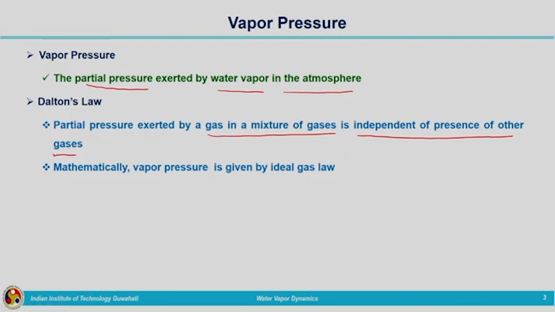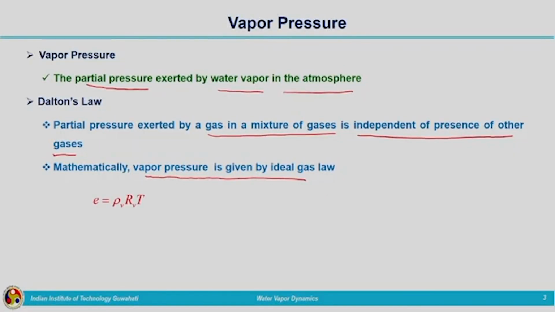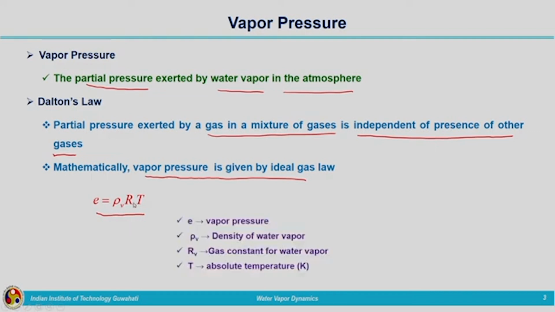So vapor pressure, how do we calculate? We can mathematically represent by means of ideal gas law. Ideal gas law expression, we know PV is equal to nRT. That particular equation is modified for our requirement, and here we will be writing the ideal gas law in this form, that is e is equal to rho v Rv T. Here e is representing the vapor pressure and rho v is the density of water vapor, Rv is the gas constant for water vapor, and T is the absolute temperature in Kelvin.